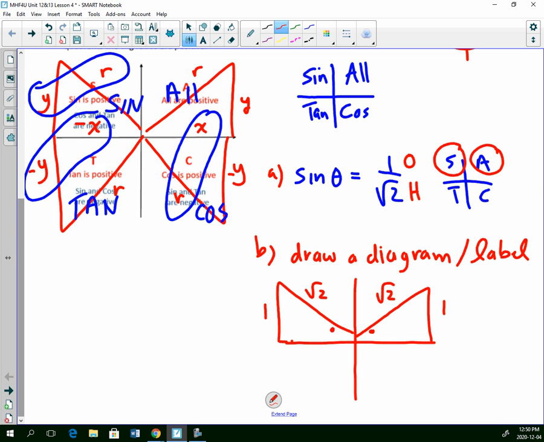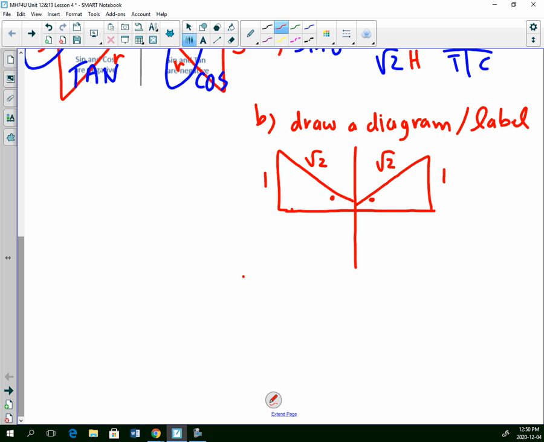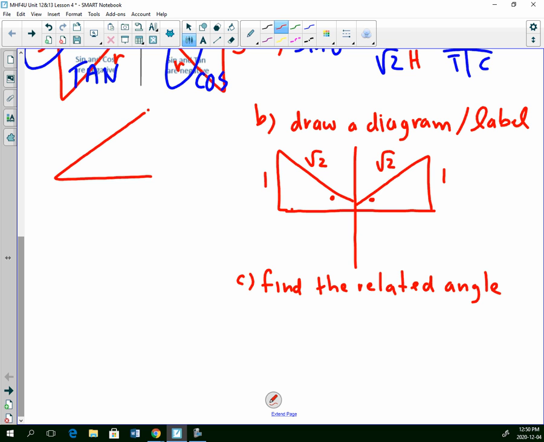So that's step 3. Step 3 is find the related angle. What kind of triangle did we just create? Well, this is where we want to compare to our special triangles. So we have one that is pi over 4, and we have one that is pi over 3 and pi over 6.